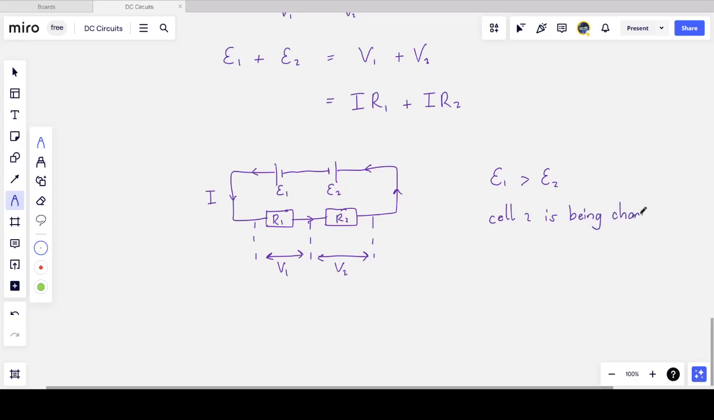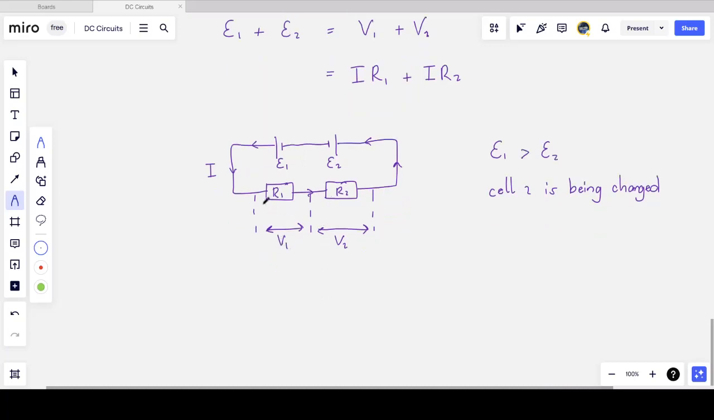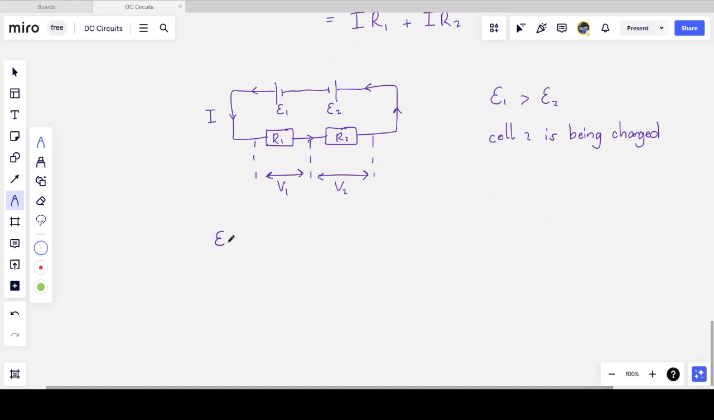And so if you wanted to charge a cell, you would connect it opposite to the direction in which it would discharge. And so now the cell epsilon 2 is gaining energy from cell 1. So we can apply Kirchhoff's second law again, and epsilon 1 minus epsilon 2, because the net EMF now is epsilon 1 minus epsilon 2. Epsilon 1 has to do work against the series components, but also work to charge epsilon 2. So it's epsilon 1 minus epsilon 2 is equal to V1 plus V2.